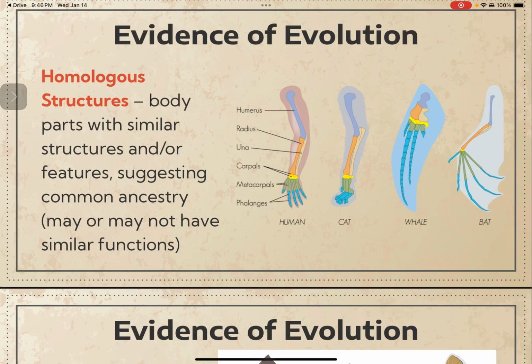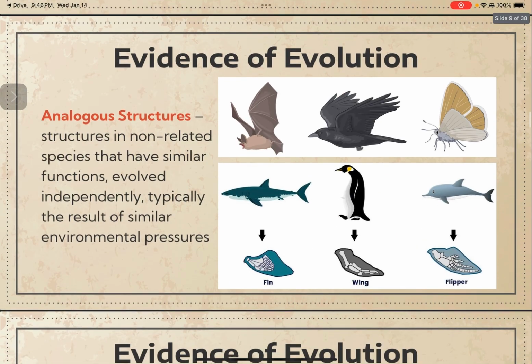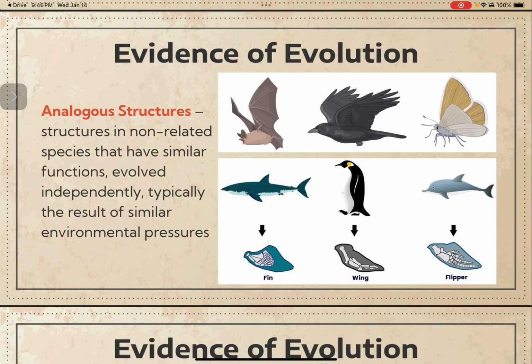Humans use their arms for movement and hands to grab things. Cats, again, use their legs to move around and grab things. Whales move their fins to move through the water, and bats use their wings to fly and grab things as well.